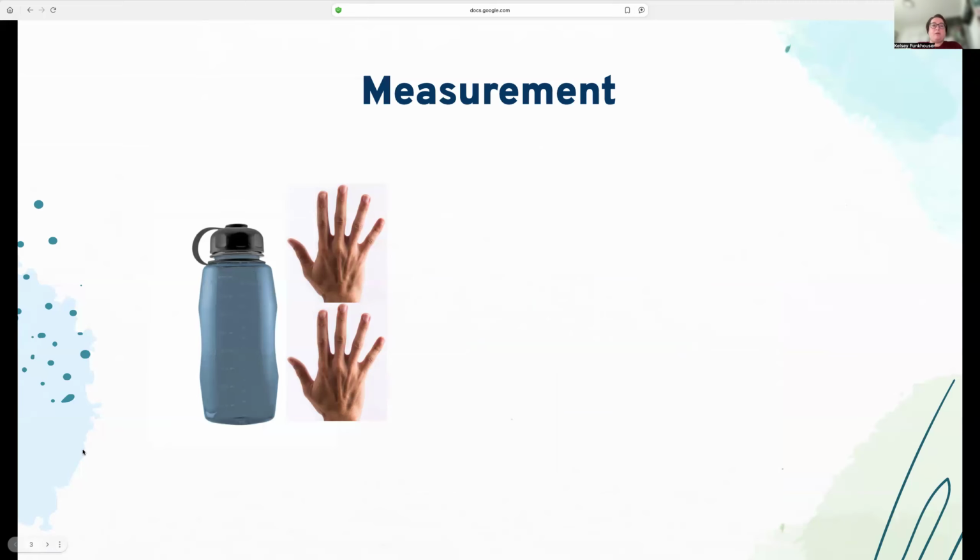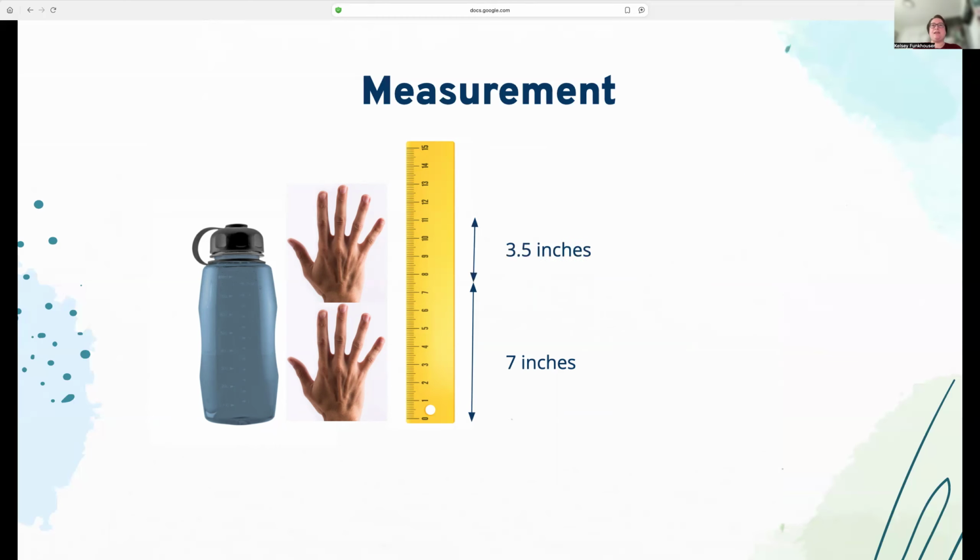So let's figure out how tall my water bottle is in inches, not hands. We know that my hand is 7 inches tall, and the water bottle is 1.5 of my hands tall. So let's bring out our ruler. One of my hands is 7 inches, and half of 7 is 3.5. So half of my hand is 3.5 inches. And we can combine those to find the height of my water bottle. So 3.5 inches plus 7 inches is 11.5 inches. That is how tall my water bottle is.